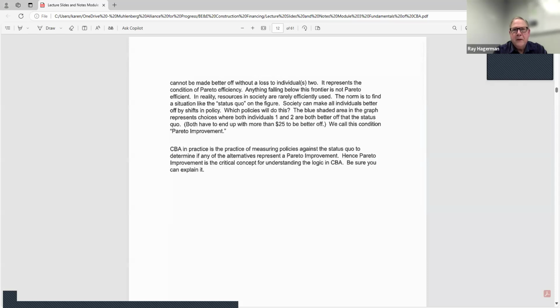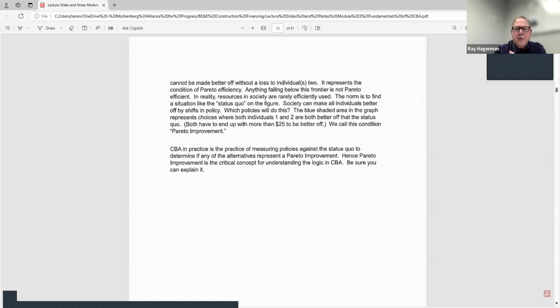But the whole thing with practice is the Pareto optimality principle makes a lot of sense. However, in all honesty, it's almost impossible to achieve. In practice, it's the practice of measuring policies against the status quo to determine if any of the alternatives represent a Pareto improvement.